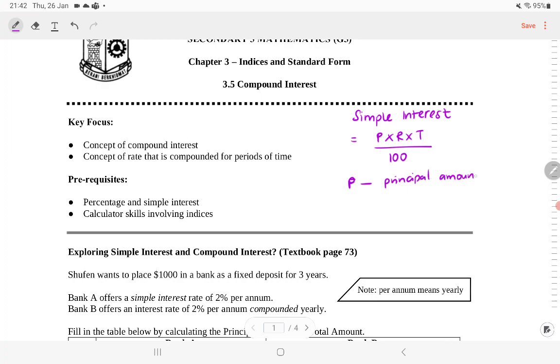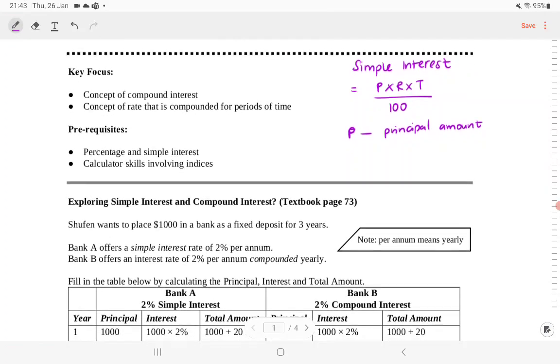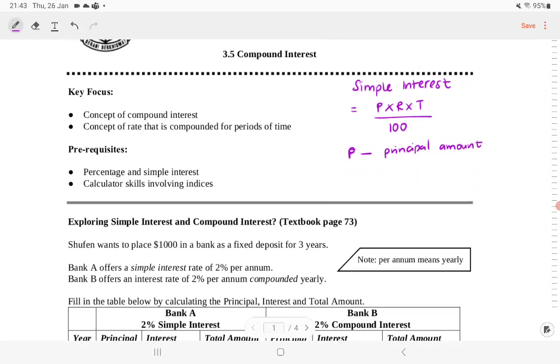That means the original amount that you deposit, or the original amount that you borrow from the bank or any other organization. So this is what we mean by P. Now R would be the interest rate, and T will actually be the time.